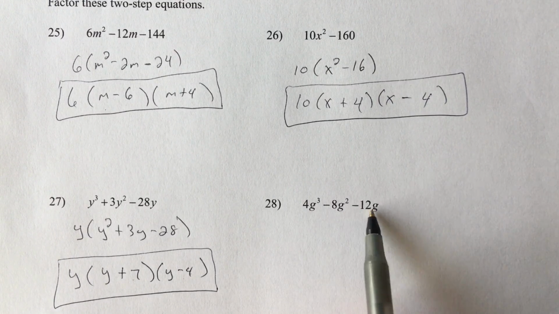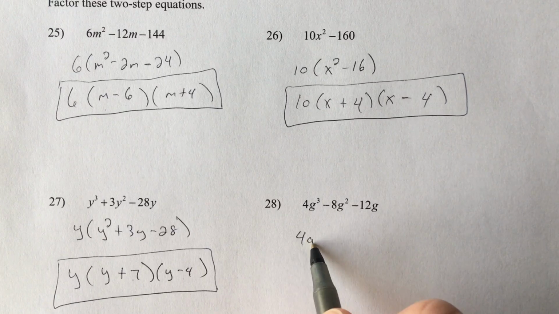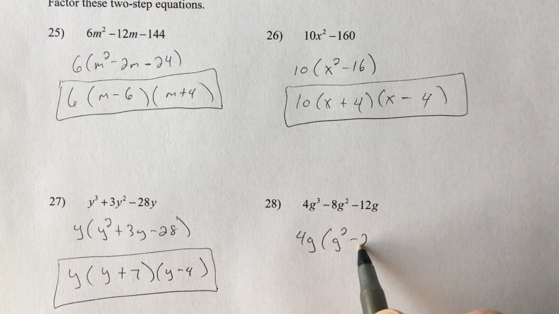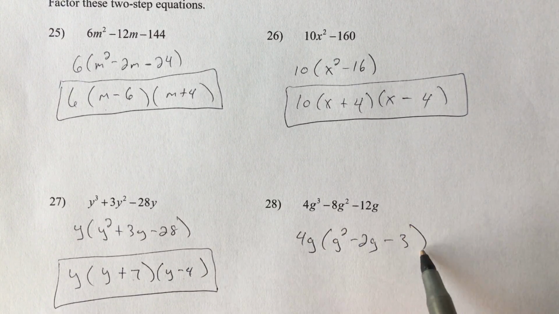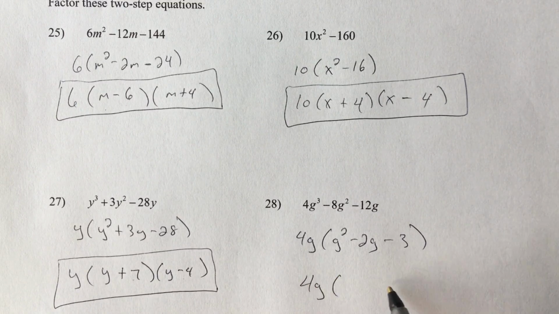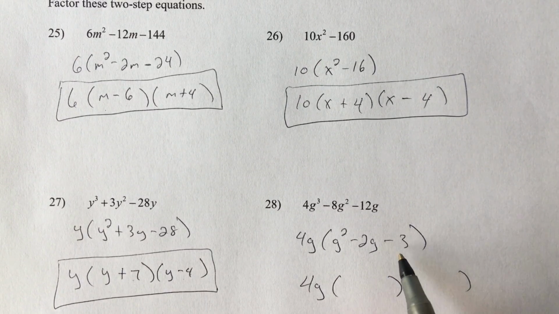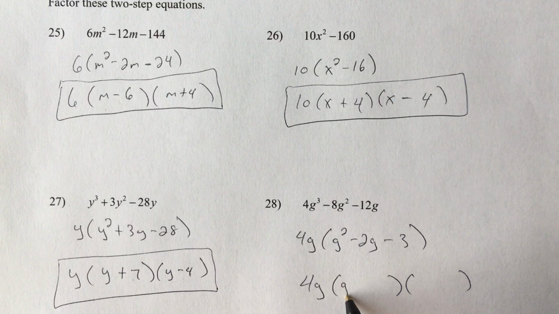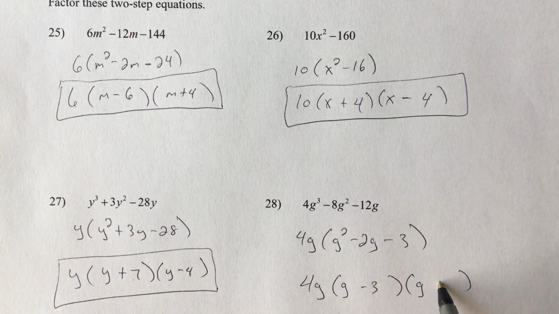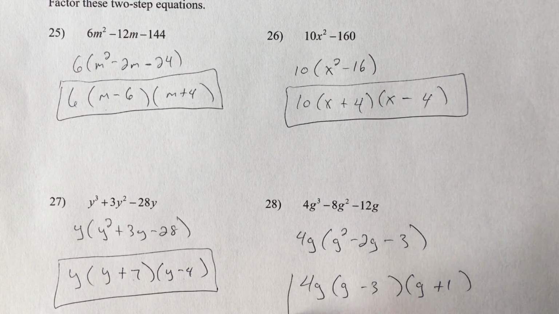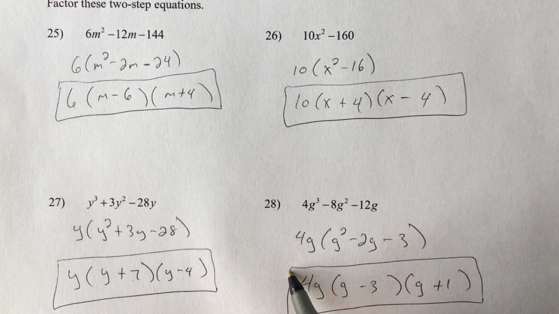Same thing here. I can pull a 4 and a g out of everything there, leaving g squared minus 2g minus 3. So now I'm thinking, well, what two numbers multiply to equal negative 3 and add to equal negative 2? And then you shouldn't have to think too long. Negative 3 times 1 is negative 3. Negative 3 plus 1 is negative 2. And there's our answer.